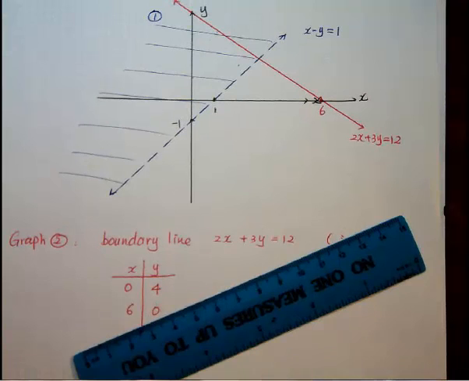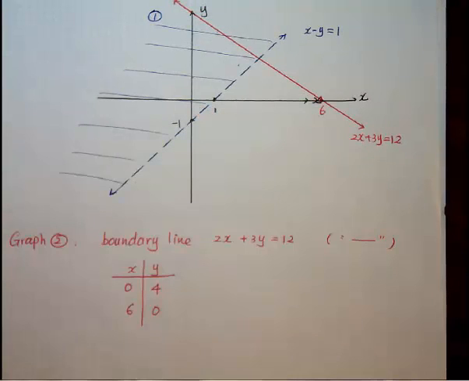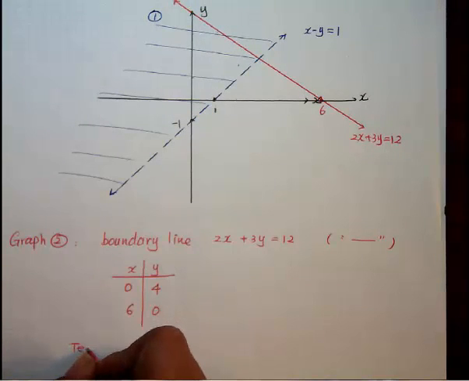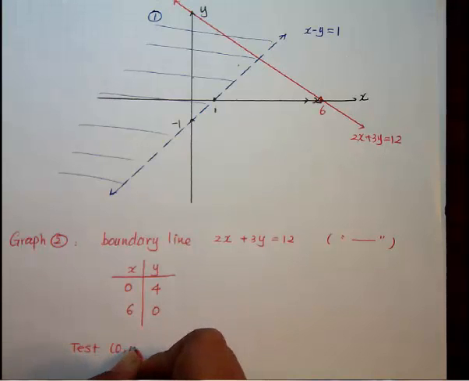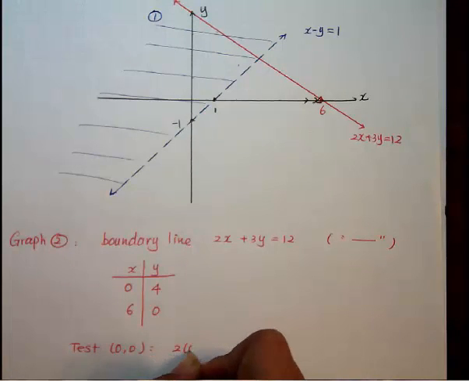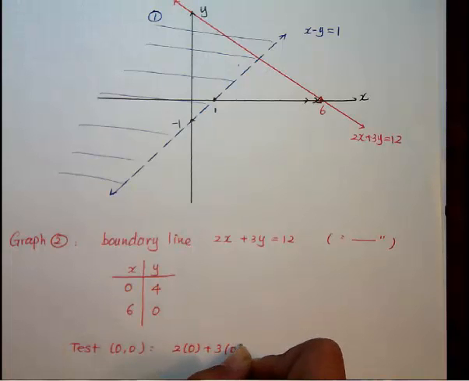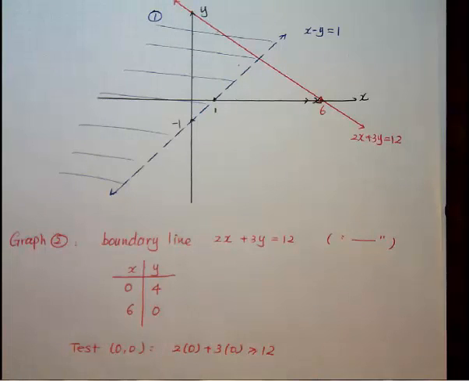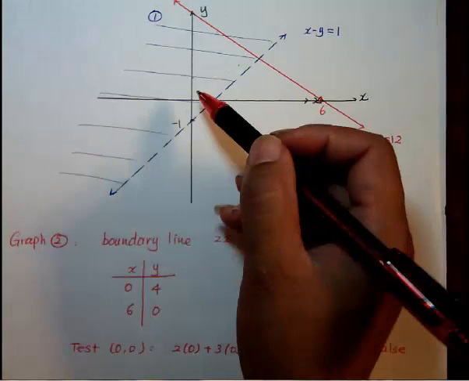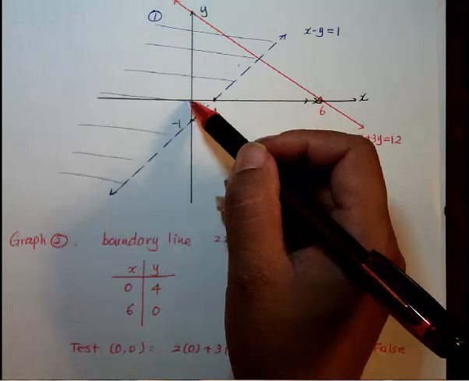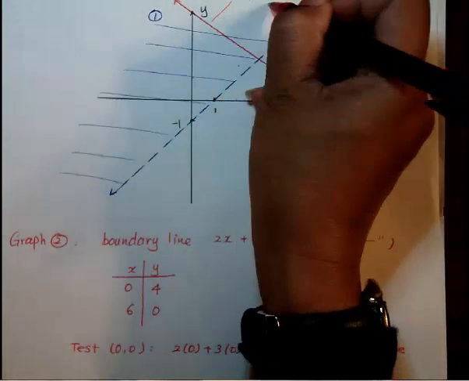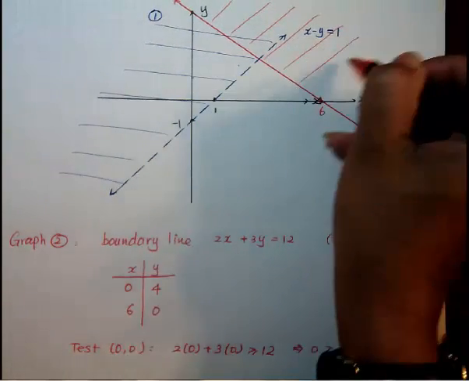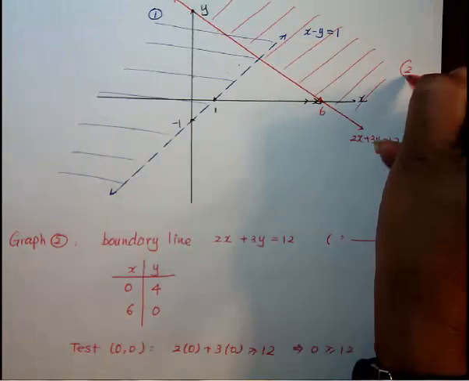Again, you can use a different test point. Maybe I still use test point 0, 0. It's 2 times 0 plus 3 times 0 greater than or equal to 12. From here, I got the statement 0 greater than or equal to 12. So it's a false statement, which means I'm going to shade the part not including the test point, the other half. This is the solution for inequality 2.